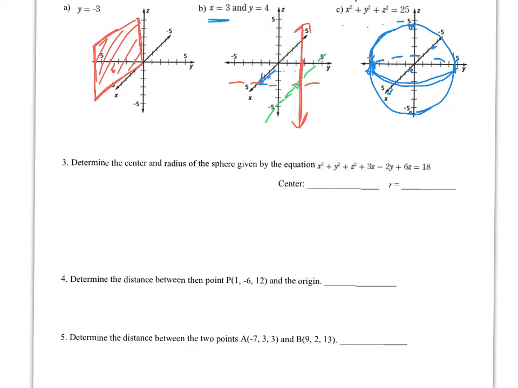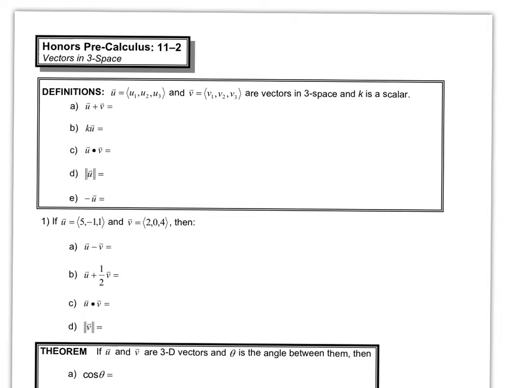So let's jump into 11.2 and finish off this chapter. 11.2 is on vectors in 3D space. We've already covered vectors in 2D space. We've talked about dot product, scalars of vectors, magnitude or length, adding and subtracting. And the great news is that all of these operations are the exact same in 3D space.